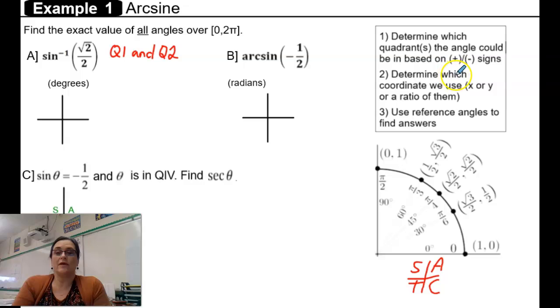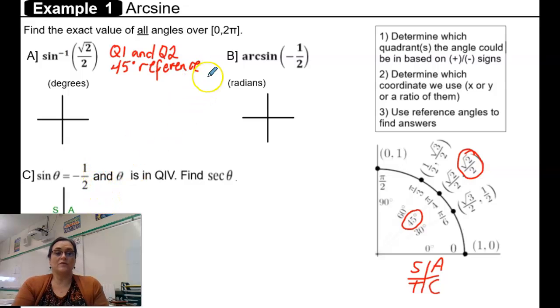Okay, then we're going to determine which coordinate we should use, the x or the y, or if it was tangent, a ratio of them. Sine is the y value. So the angle that has a y value of square root of 2 over 2 in quadrant 1 is pi over 4 radians, or 45 degrees. So that's going to be our reference angle. We have a 45 degree reference.